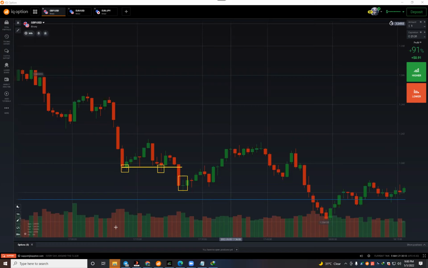Because two points are similar. And why did this candle not work? This is a weak breakout. Because when the two levels are similar, your weak level will also reverse back. Okay?